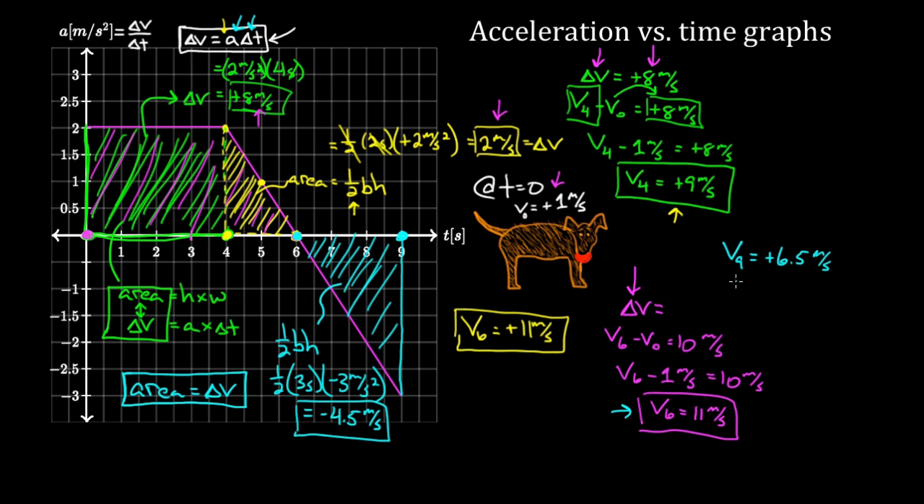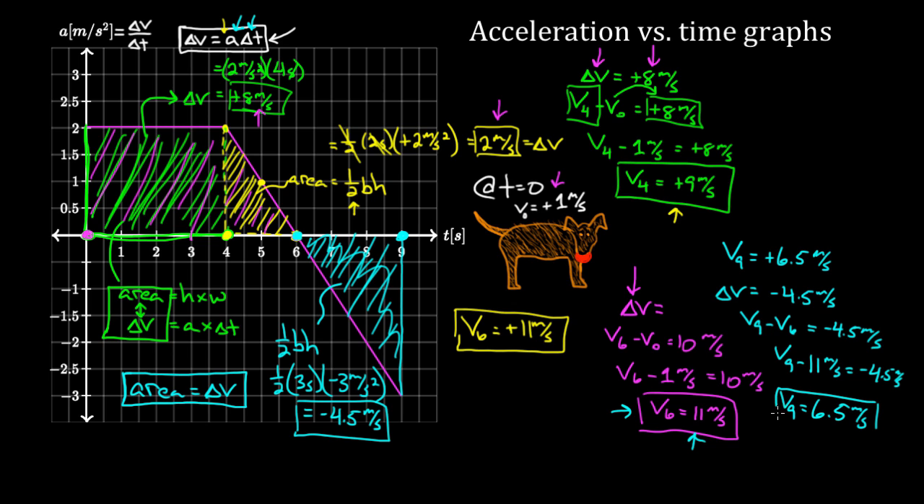Or if that sounded like mathematical witchcraft, you can say that, all right, delta V equals what? -4.5 meters per second. Delta V, you got to be careful. This -4.5 represents this triangle, so it's got to be the delta V between 6 and 9. So V at 9 minus V at 6 has to be -4.5 meters per second. V at 6 we know. V at 6 was 11. So I've got V at 9 minus 11 meters per second equals -4.5. Whoa, running out of room. V at 9 would be -4.5 plus 11. That's what we did up here. We got that it was just 6.5 meters per second, and that agrees with what we said earlier.